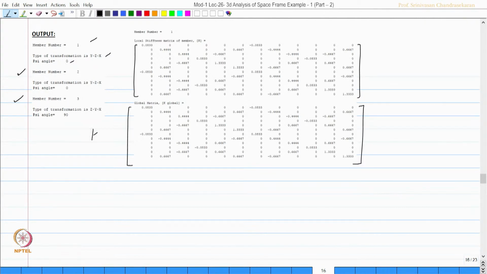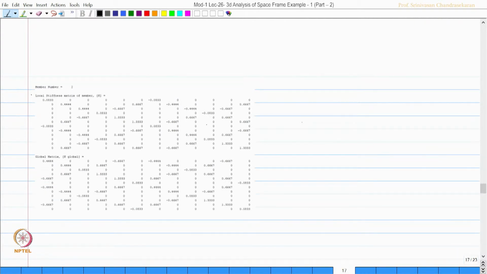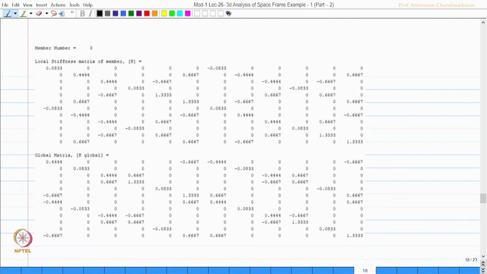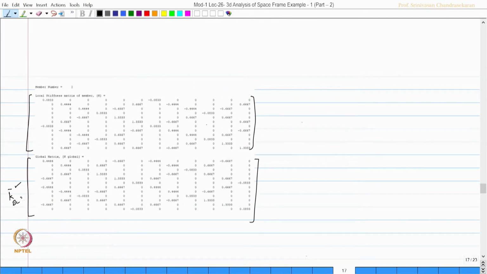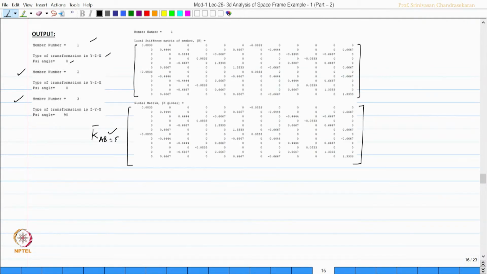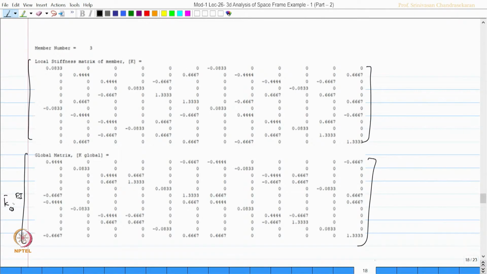So, I get K bar AB now. Then I find K local for member 2 and K global for member 2. So, I get K bar BC now. Then I get K local for member 3, I get K global for member 3. So, I get K bar CD now. We have EI multiplier in all the cases. Please understand that EI is taken as unity in this case, EI multiplier.